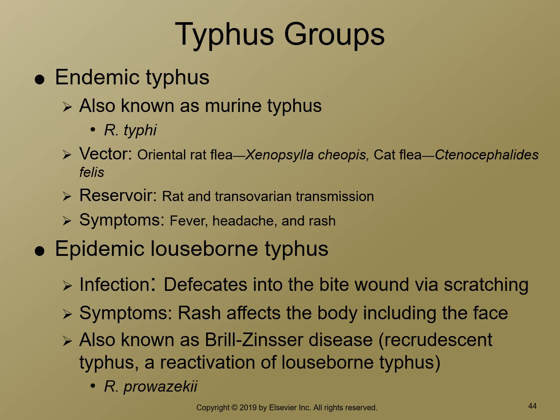Of the typhus group rickettsia infections, endemic typhus is caused by Rickettsia typhi. The vector associated with this infection is the oriental rat flea, and the rat itself is the reservoir. The cat flea can also serve as a reservoir.